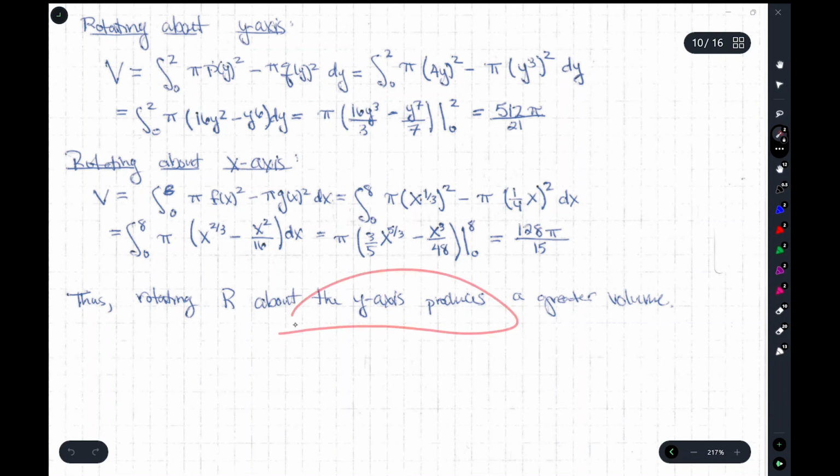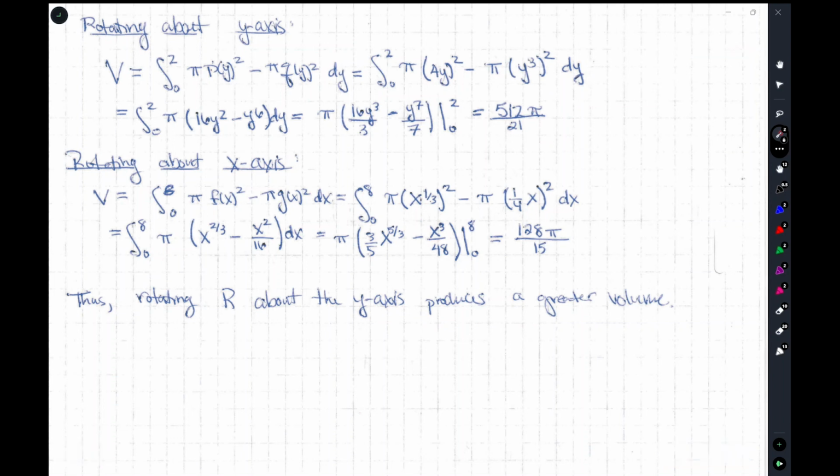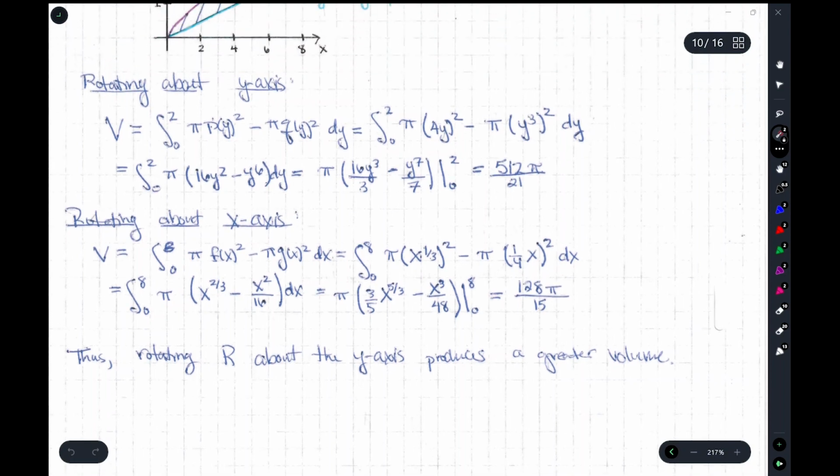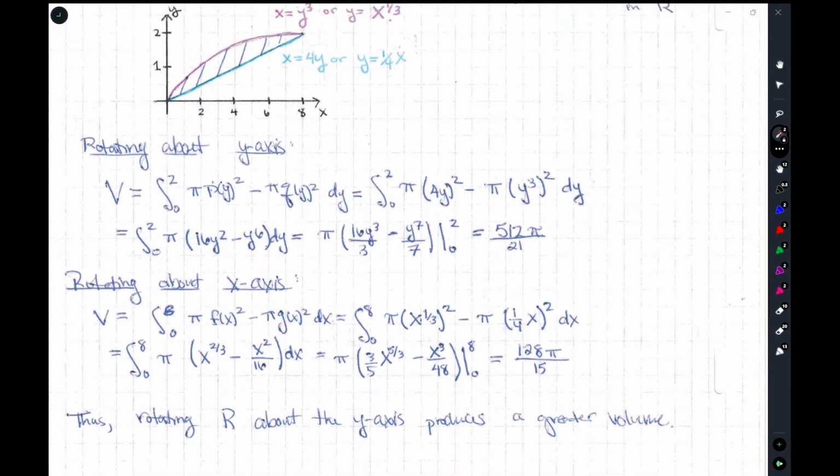And so the volume that we get from rotating about the y-axis is actually greater than the volume that we get from rotating about the x-axis. And in here are both volumes computed. So there's yet another application of finding volumes using integrals in one variable.